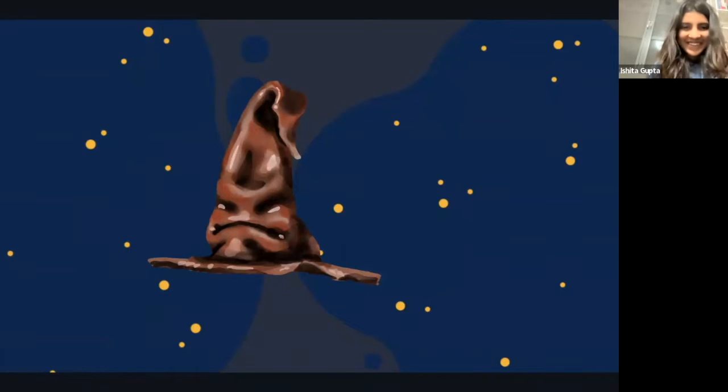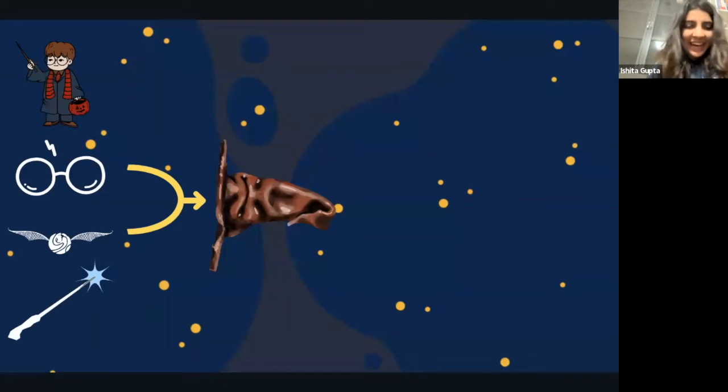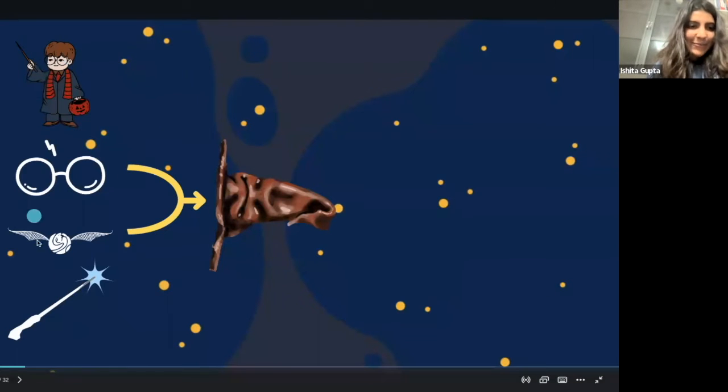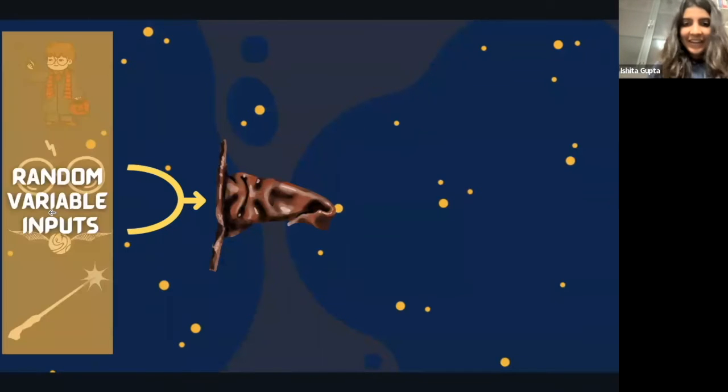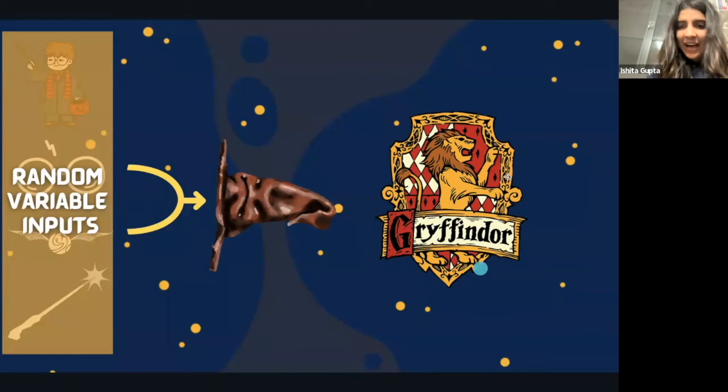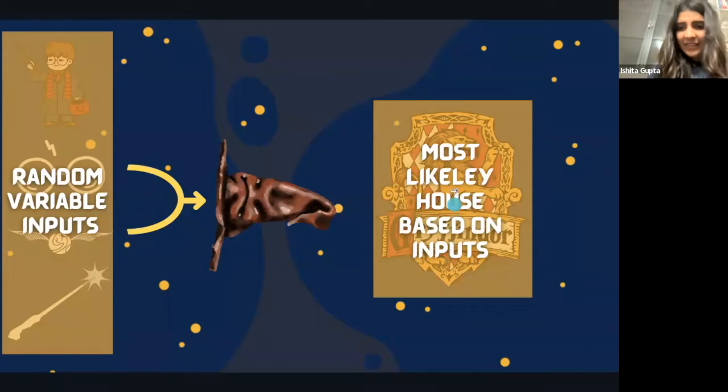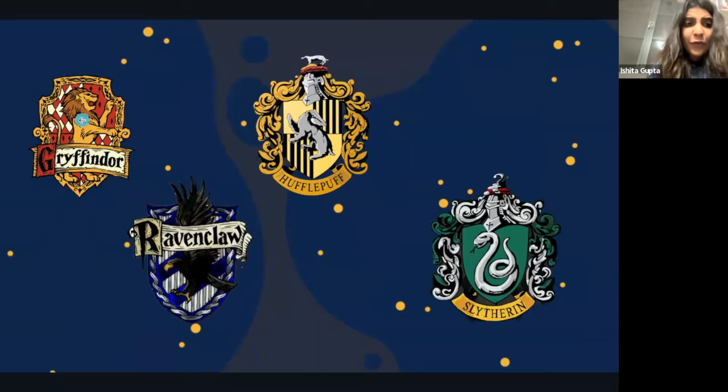So my project is trying to create a Harry Potter sorting hat. And why a sorting hat? Well, it takes in an input of a wizard or a witch and a bunch of information about them by being on their head, which are some random variable inputs. And it returns a house that they're in. And this is just the most likely house based on the inputs. There are 4 houses that people can be in. So this is a classic example of a classification task.